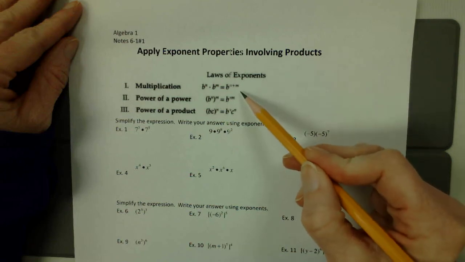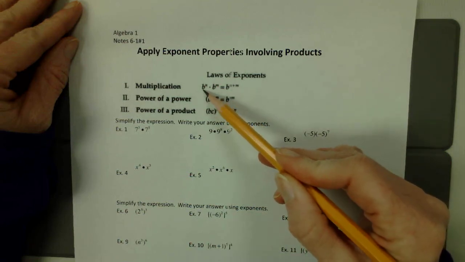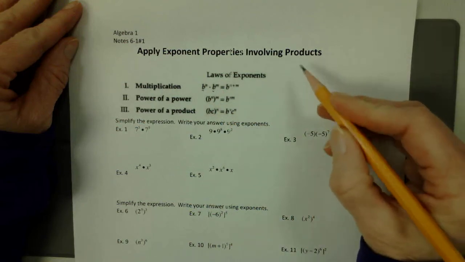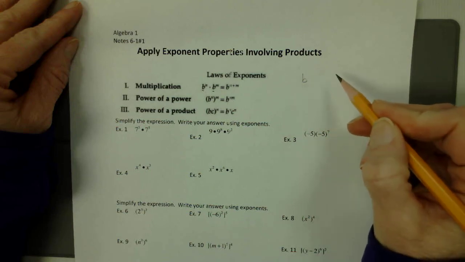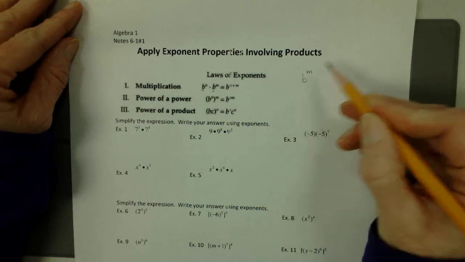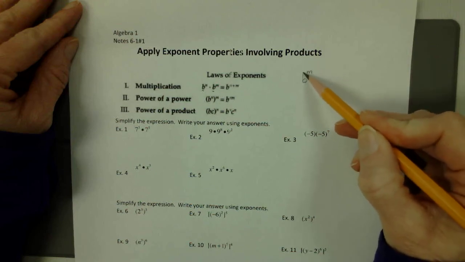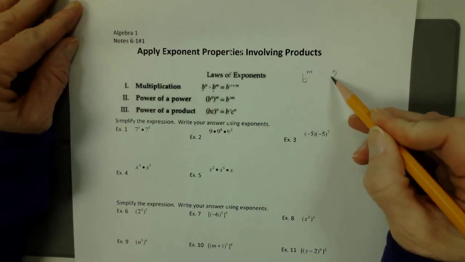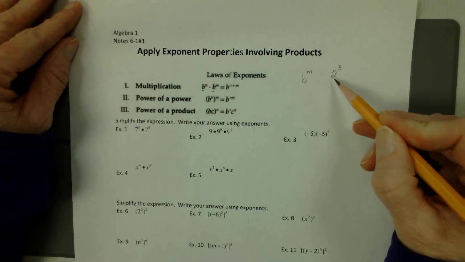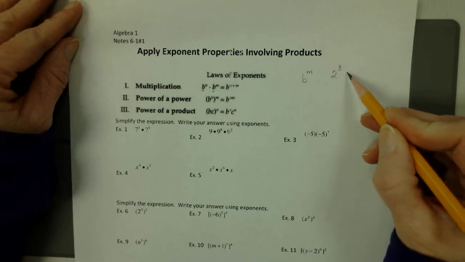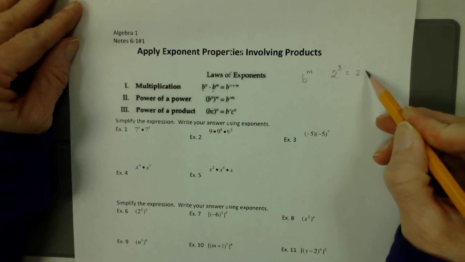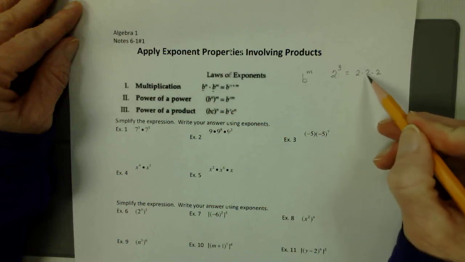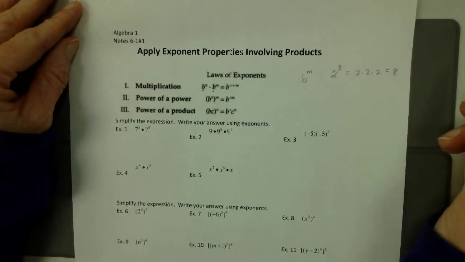The first basic rule is that when we are multiplying terms that have the same base, when we deal with exponents, in this case the base is b and the exponent is the power, the value that the base is raised to. So for example, if I had 2 raised to the third power, the base is 2 and the exponent is 3. That means the base gets multiplied times itself 3 times, so 2 times 2 times 2, which equals 8.